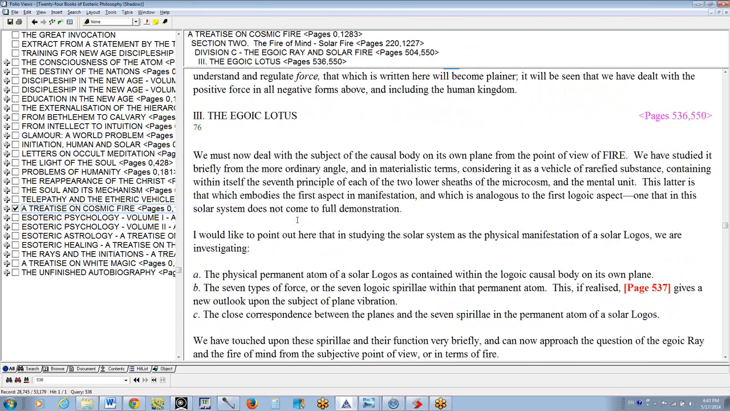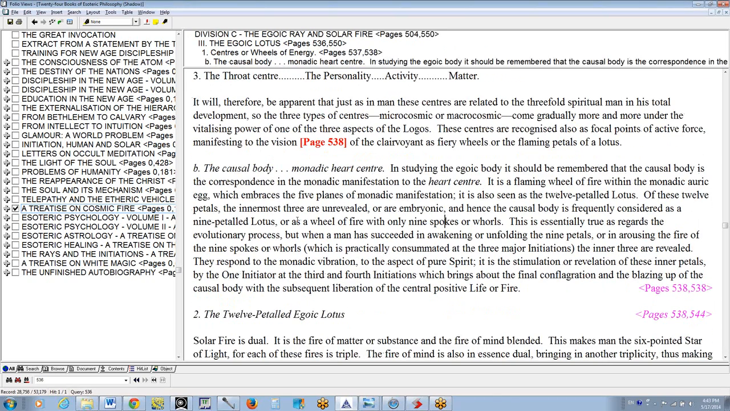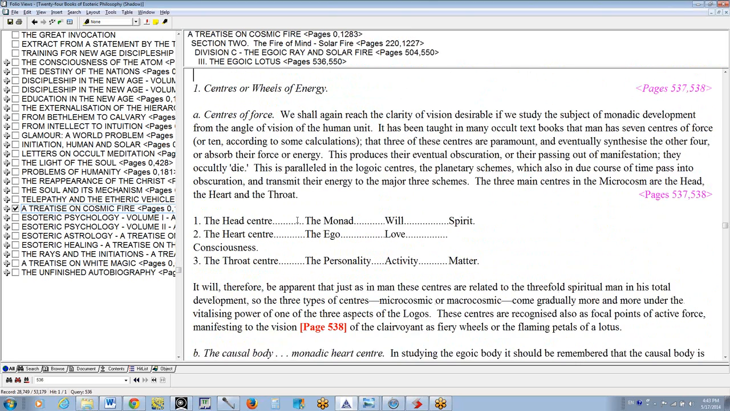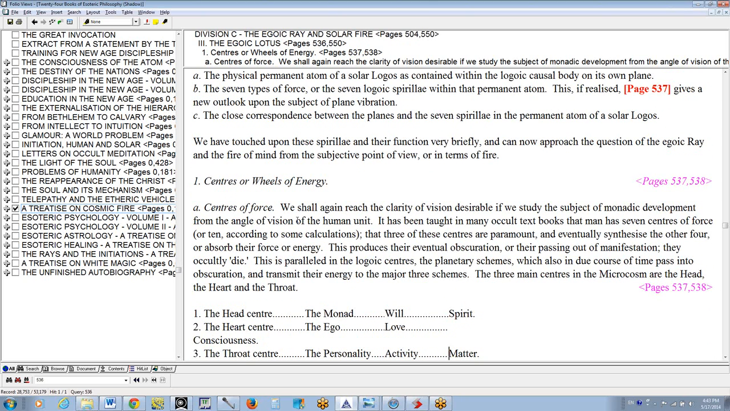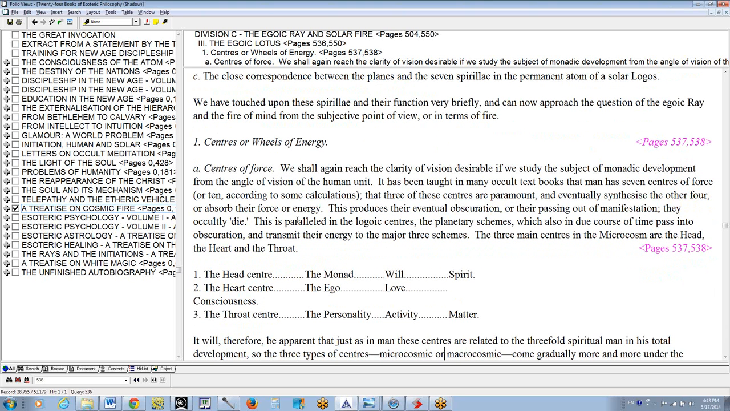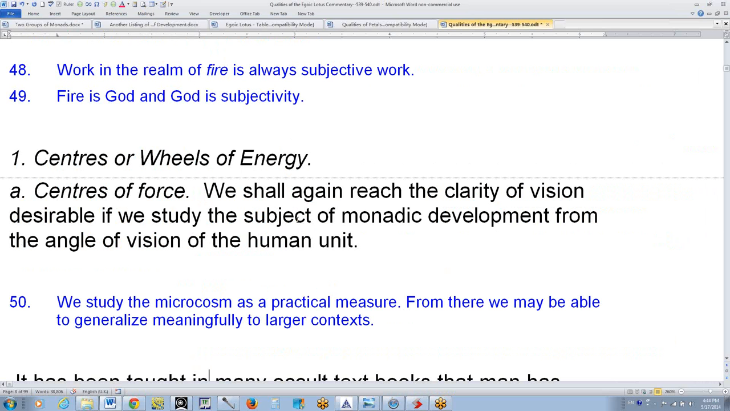The Egoic Lotus, and I think we are just about to take up centers and wheels. Well, we may have covered one page, but it's been 9 pages of commentary, you see. So we're taking up centers or wheels of energy. This is putting the whole subject in a larger context. So, centers of force. We shall again reach the clarity of vision desirable if we study the subject of monadic development from the angle of vision of the human unit.